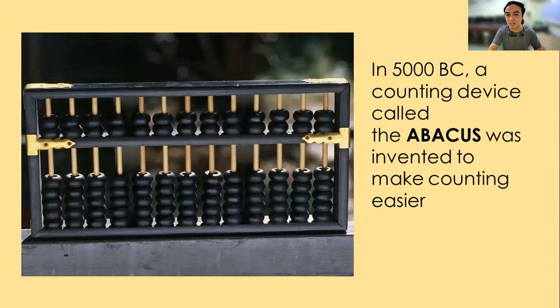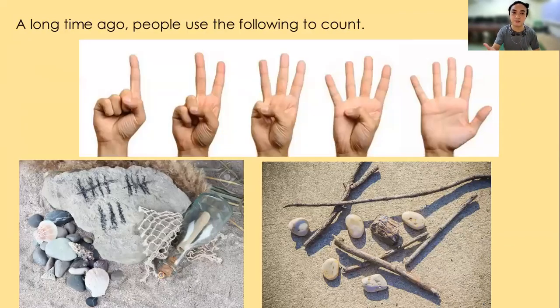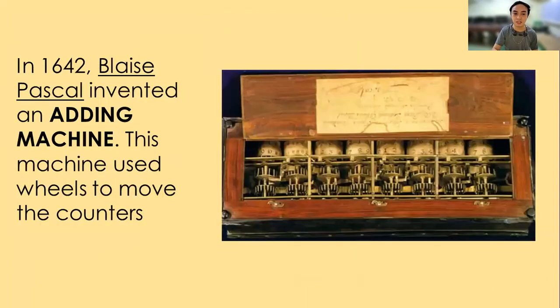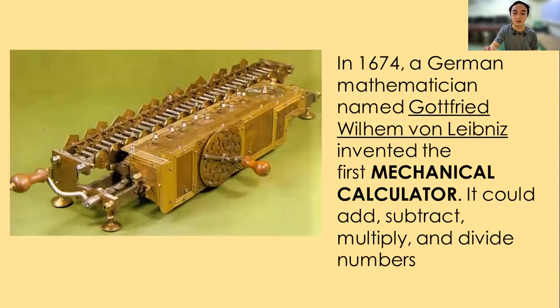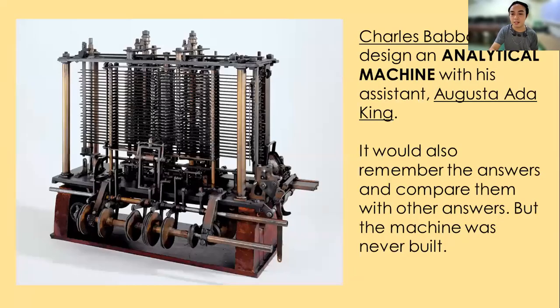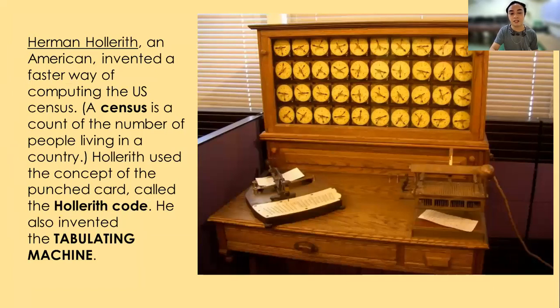So we're done already with the things being used by our ancestors in counting. Hence, we have the rocks or stones and sticks. Then afterwards, there is innovation of counting machines: abacus, adding machines, mechanical calculator, Jacquard's loom, analytical machine, tabulating machine.